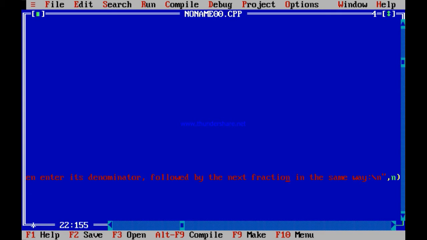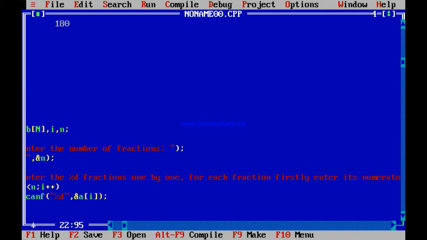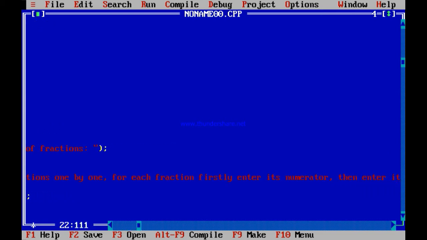So see what I have written for the user. I have helped the user by saying: enter the %d fractions. %d means this n. This %d will be replaced by n. The user has told us this many fractions he will enter. Enter the %d fractions one by one. For each fraction, firstly enter its numerator. That is, if the user has to enter 2/3, firstly enter 2, then enter its denominator, that is, 3, followed by the next fraction in the same way. That is, if he wants to enter 3/5 now, firstly 3, then 5. Followed by this n I have written to replace the %d.